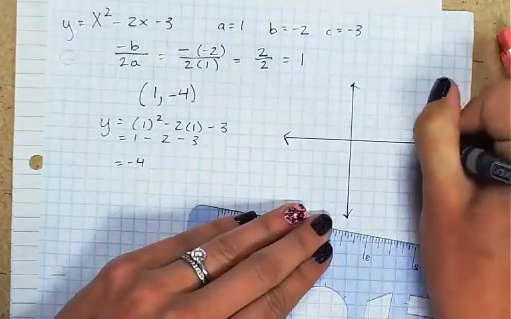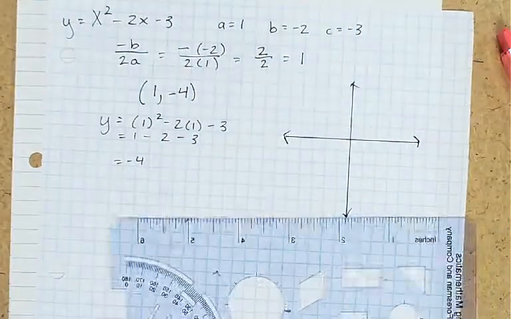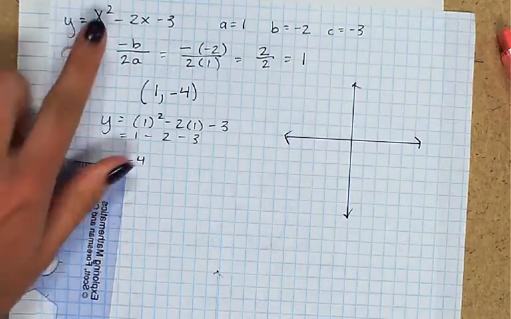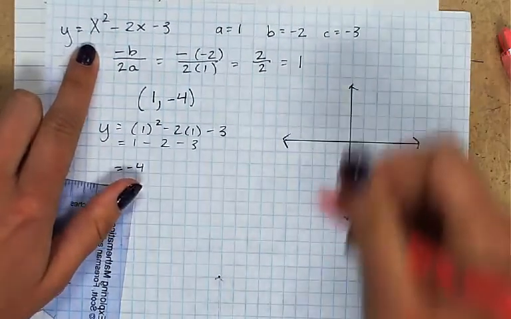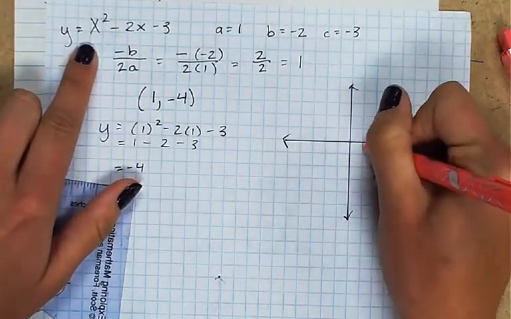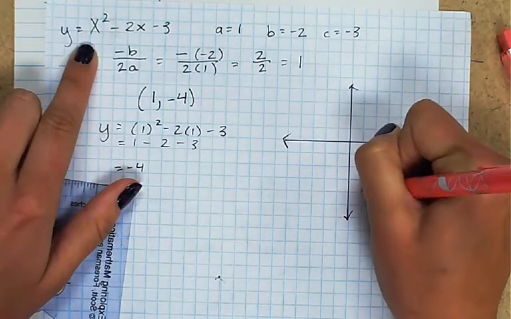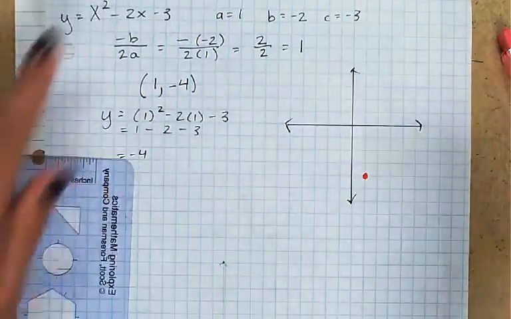Now on this one, I know that my vertex is going to be a minimum because this 1 in front of the x squared is positive, so our parabola is going to open up. Okay, so there's our vertex.